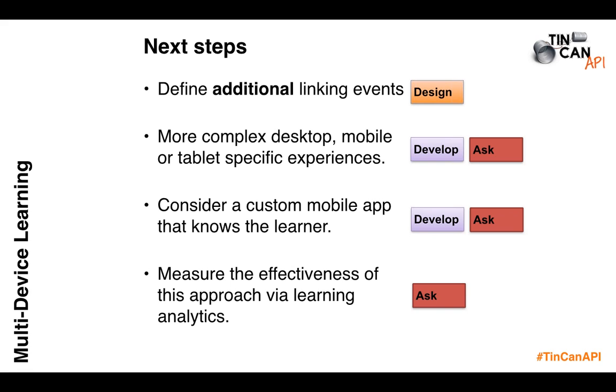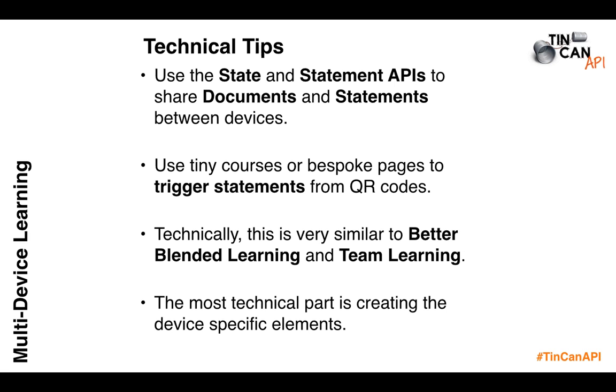You might consider a custom mobile app that knows who the learner is, so they don't have to enter their name and email address every time. It might be a bit more secure. That's a bit more work, but it's something that you could do. And again, you've got all that data, so you can measure the effectiveness via learning analytics.